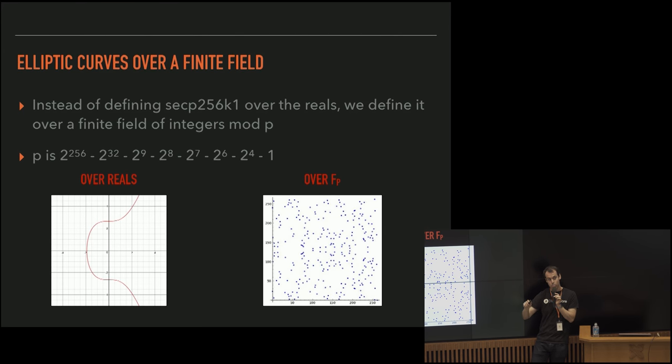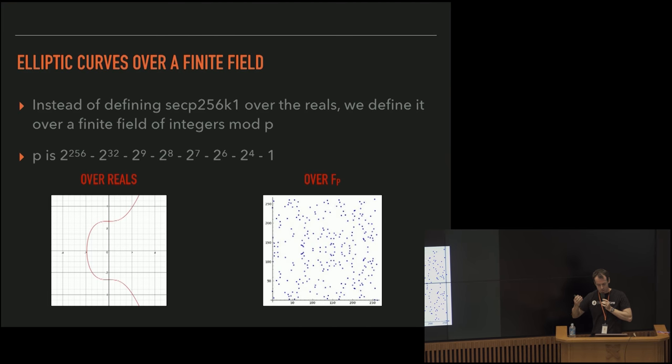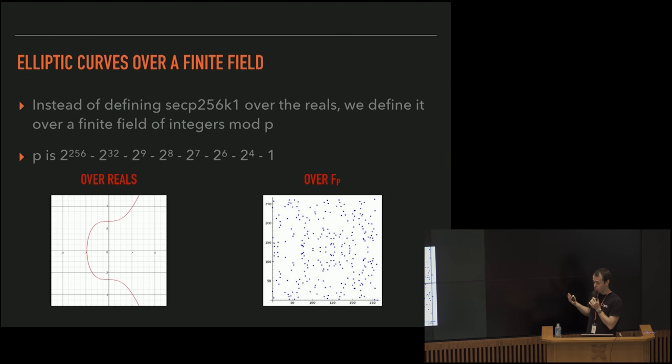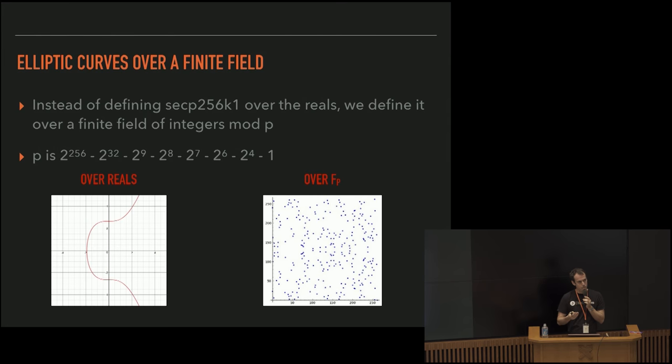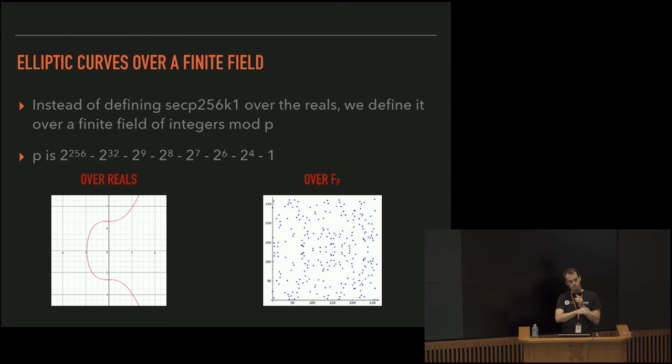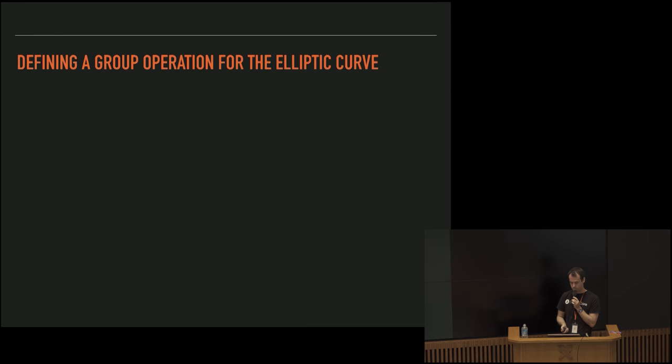But it doesn't look anything like that. However, the properties still hold that you can draw lines between points on this curve. And each time you draw a line between two points, you'll meet another point. So it's kind of difficult to intuit what it looks like, because it just looks like a bunch of dots on a page. But it still has some nice properties of what it would look like if it was over the reals.